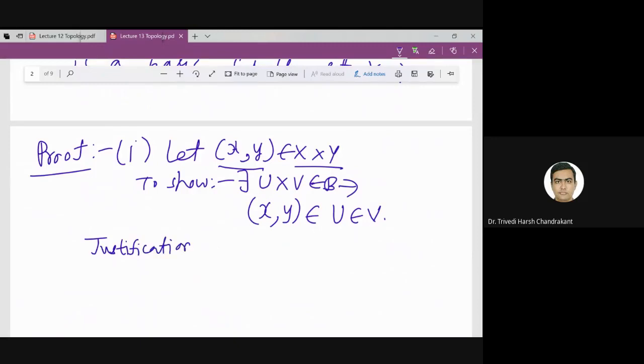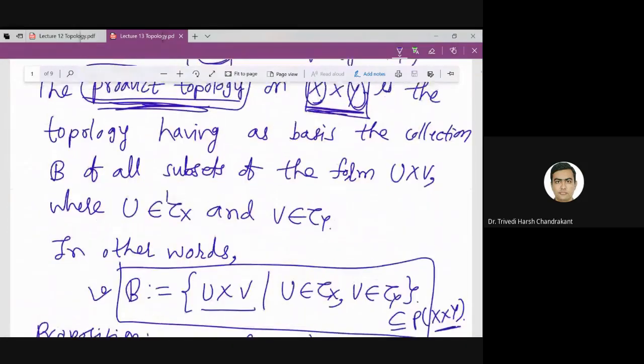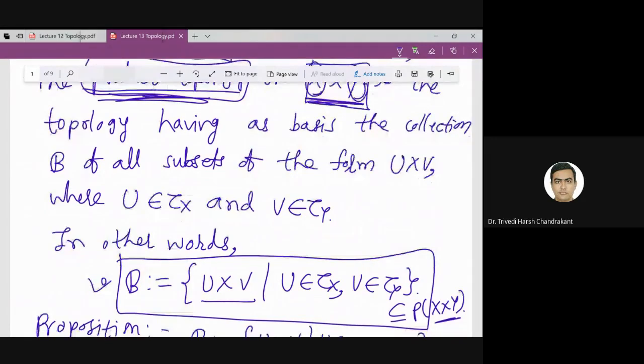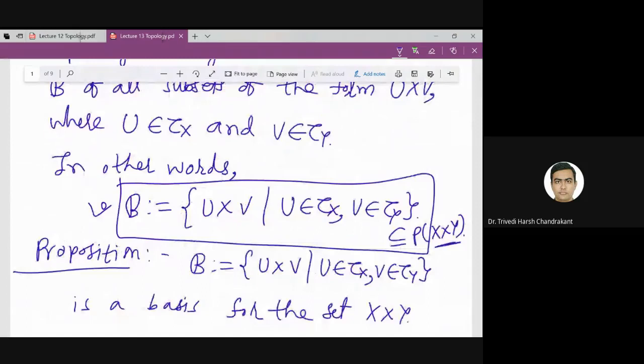Justification means basically proof of why this is true. So what we will use, the only thing we know in this definition, is that we have these two topologies, and we know u belongs to tau x and v belongs to tau y, right? So that is the only two things we know. So that we will use here.